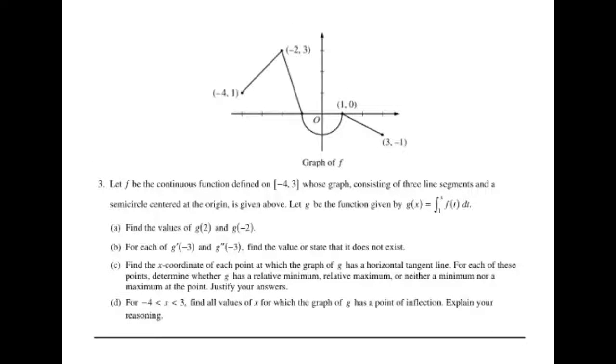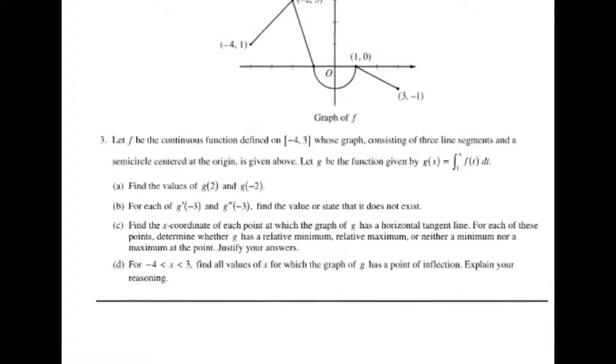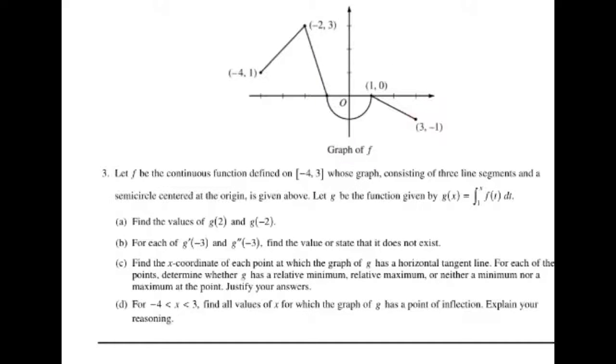So let's take a look at this free response question. We've got this graph, and it says the graph of f. I'm just glancing at things, not even reading stuff. This is a graph of f, and it's continuous. On -4 to 3, consisting of 3 line segments and a semicircle centered at the origin. Okay, that's a semicircle.